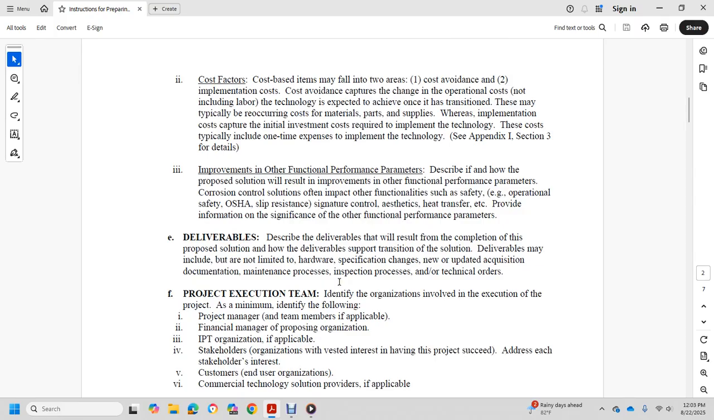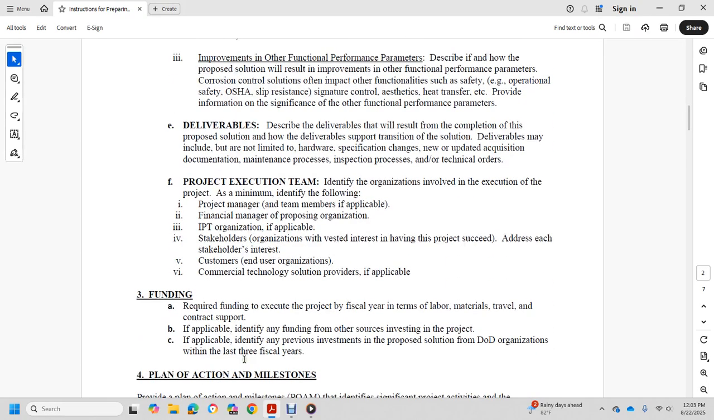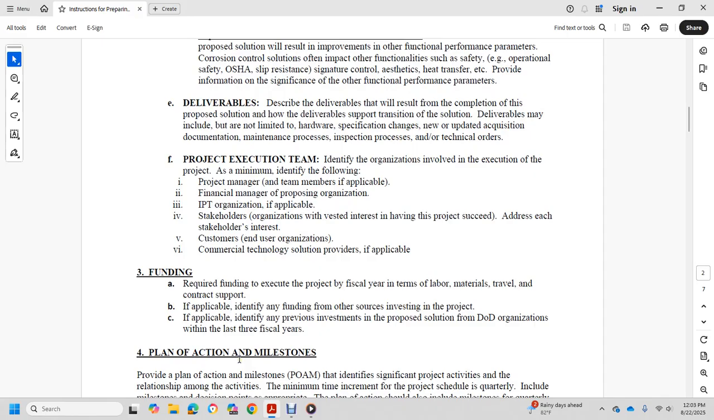F. Project execution team. Identify the organizations involved with the execution of the project, at a minimum: the financial manager, proposing organization, IPT organization if applicable, stakeholders with a vested interest in having the proposed issue addressed, commercial technology solution providers if applicable. Identify the funding required to execute the project for the fiscal year in terms of labor, material, travel, and contract support if applicable. Identify any other sources of funding for the project and, if applicable, any project investment for the proposed solution by the DoD organization for at least 3 fiscal years.